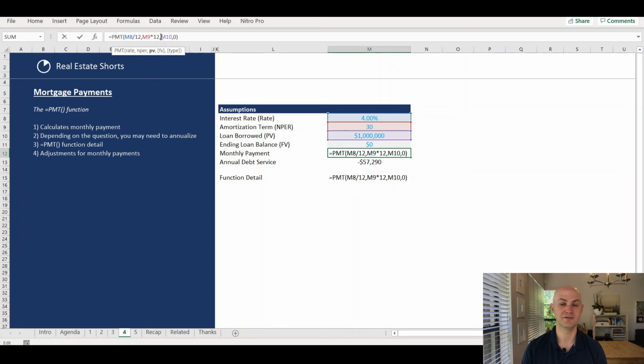Next, we have present value. So how much did you borrow? What's that initial loan amount? The $1 million. And then finally a 0, the future value. So the ending loan balance at the end of the amortization term. So with this, we can calculate our monthly payment. And then we simply annualize it to turn it into annual debt service.